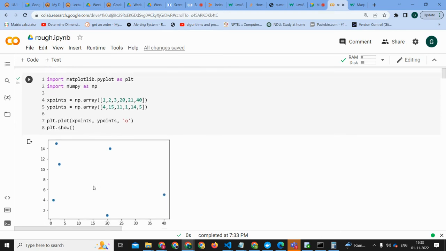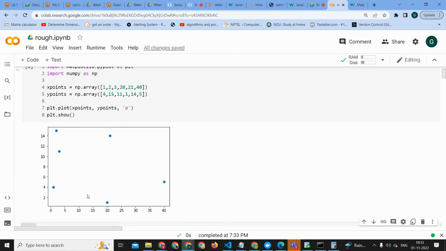So these are the points, right? We have a 0, and for 1, 4, we have the point. I think it is correct. Then for 2, we have 15, and for 3, we have 11. I think this is correct, right? The plot is correct, Uma. Okay, great. Now since the plot is correct, I'll just take it to the paint.